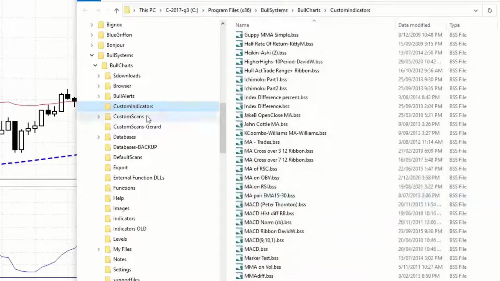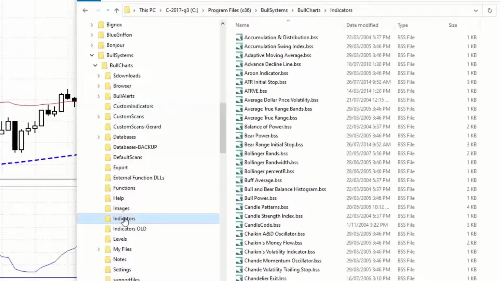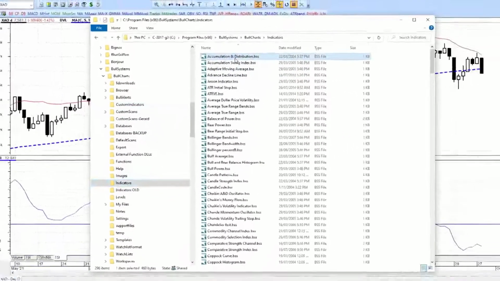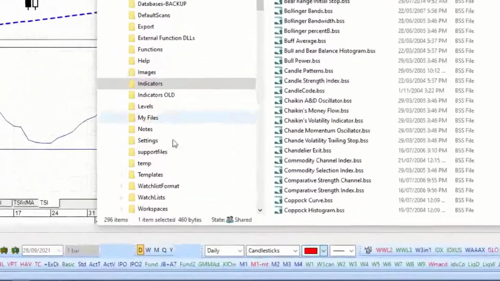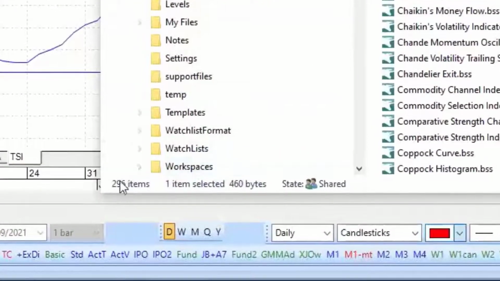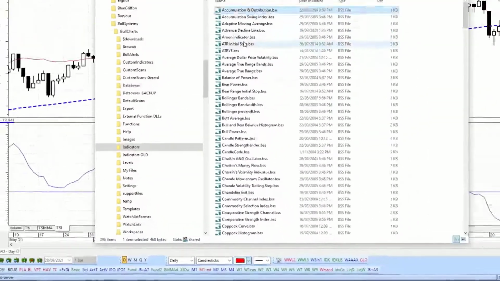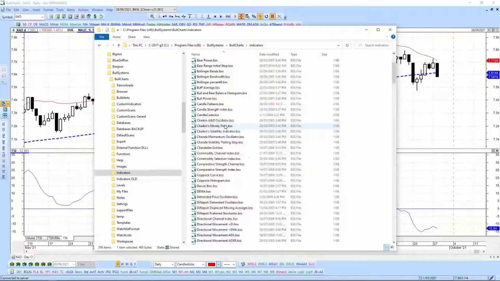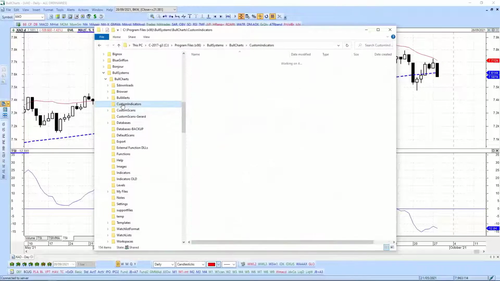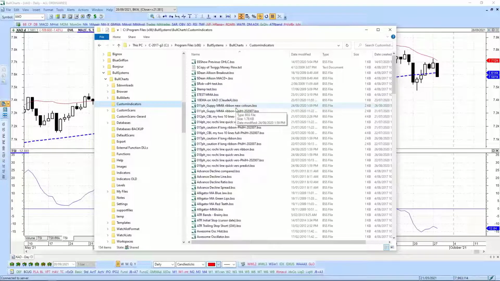Goodness. Now, there's another folder here further down called Indicators. And those are all of the standard ones. You can see there's 296 items in that folder, so they're all of the standard supplied ones. This folder, Custom Indicators, contains all of the custom ones that you've created. So if someone wanted to give an indicator to someone else, or you wanted to get one, that's where you would find it in that folder.